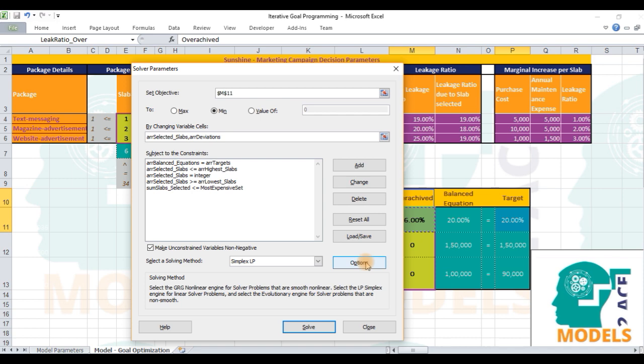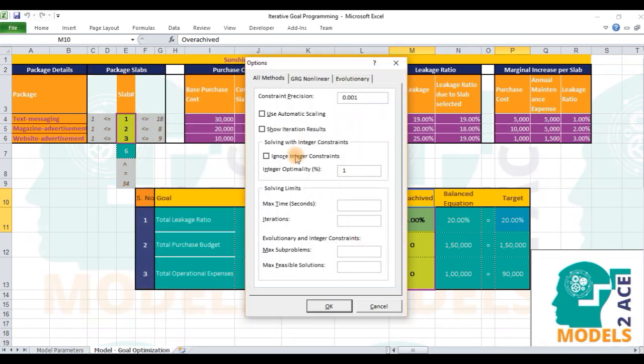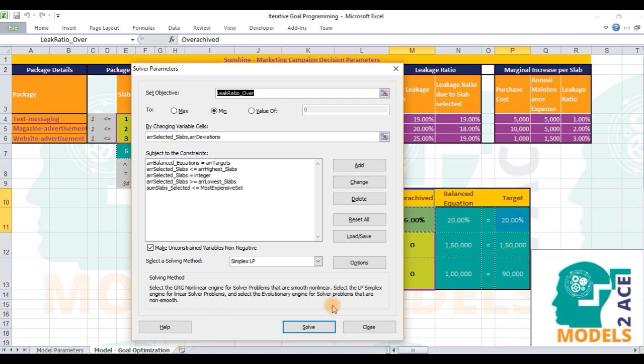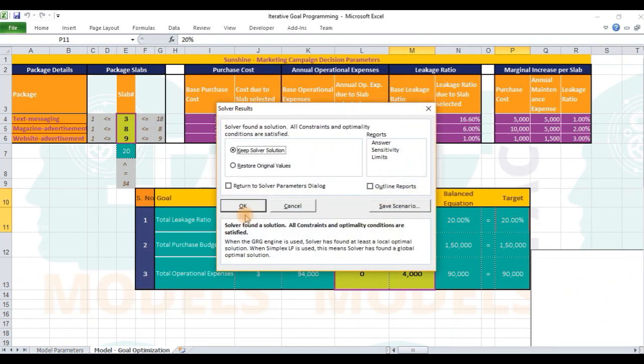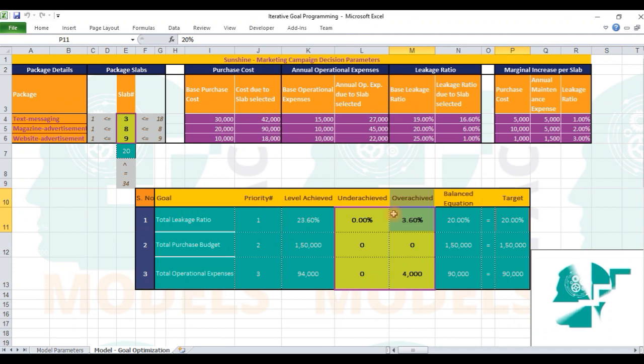Note that, at this early stage of optimization, we would not want to enforce the integer constraint on the slab numbers, as that would severely restrict the space of feasible solutions for upcoming iterations. Under solver options, we check the box next to ignore integer constraints, for this first iteration of optimization. We now launch solver, select the option to make unconstrained variables non-negative and select the simplex LP method for deriving the solution. We now instruct solver to derive the optimum solution.